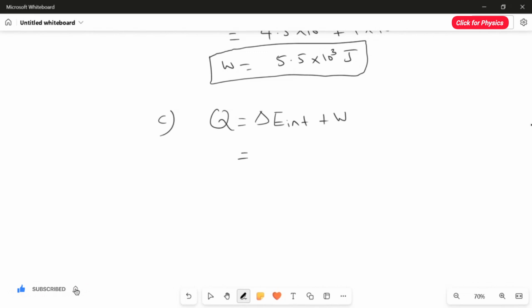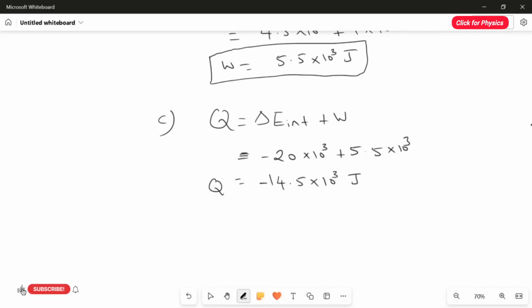So here, the internal energy we got in the first part, that means part A, is minus 20 kilojoules, plus the work done here is 5.5 multiplied by 10 to the power of 3. So this is minus, this is positive. So 20 minus 5.5 is 14.5. So 14.5 multiplied by 10 to the power of 3 joules, and don't forget to put the minus sign.